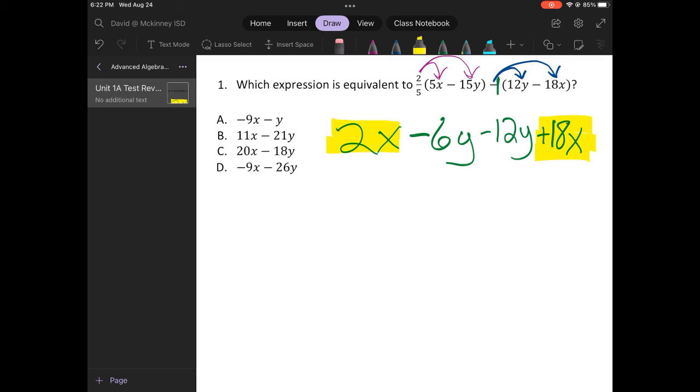But now at this stage, I need to identify my terms. My x terms are 2x and plus 18x. Remember, the sign goes with the term. When I combine those two, I'll do 2x plus 18x to get 20x.